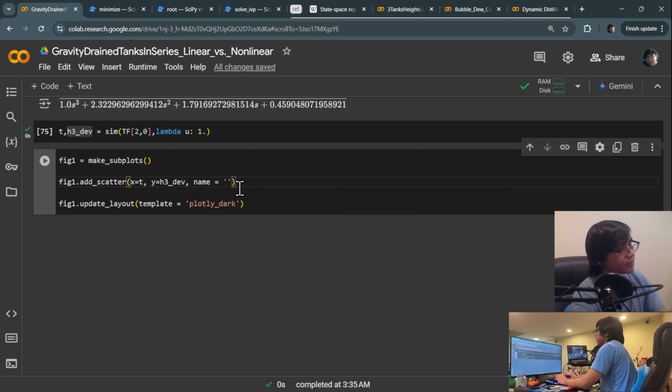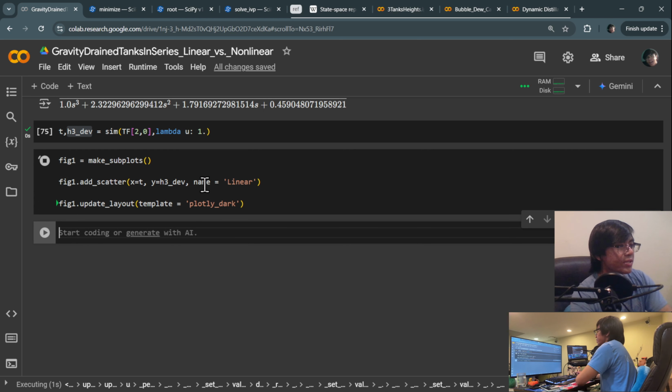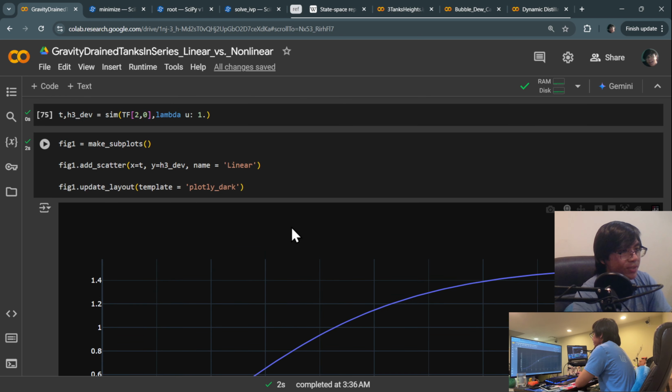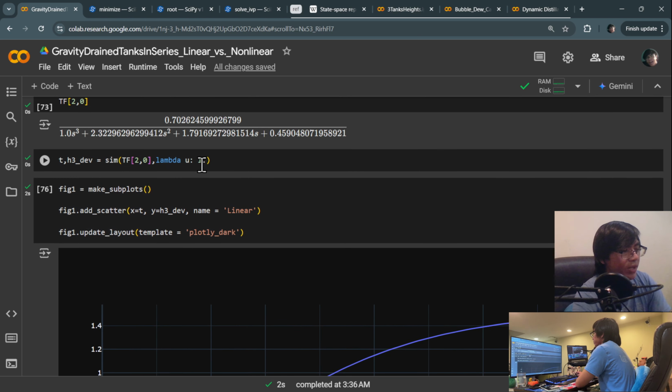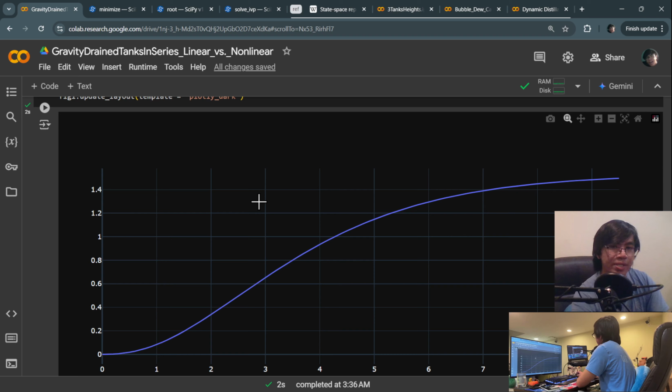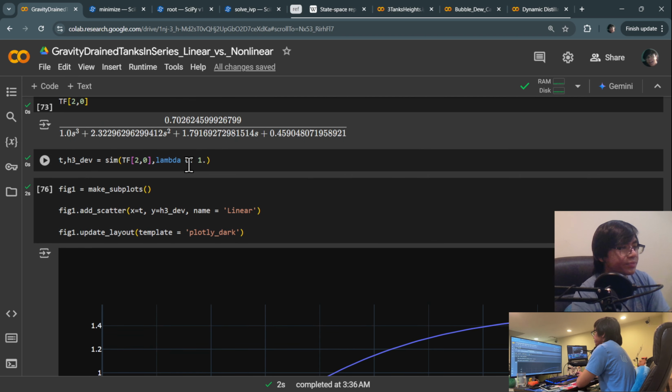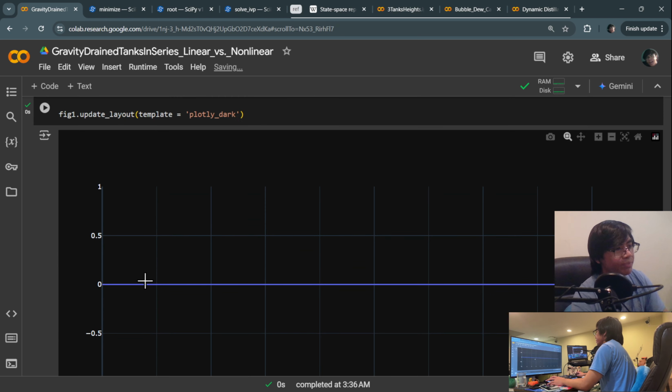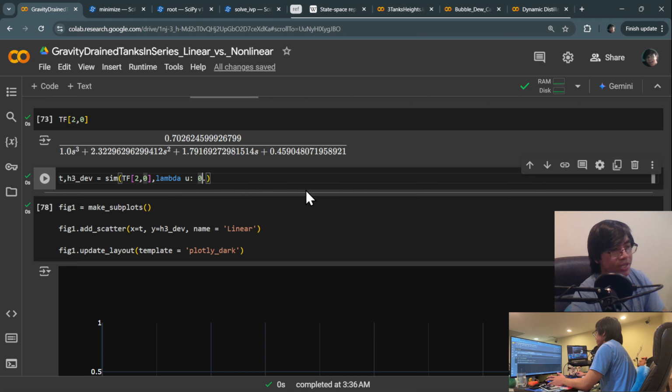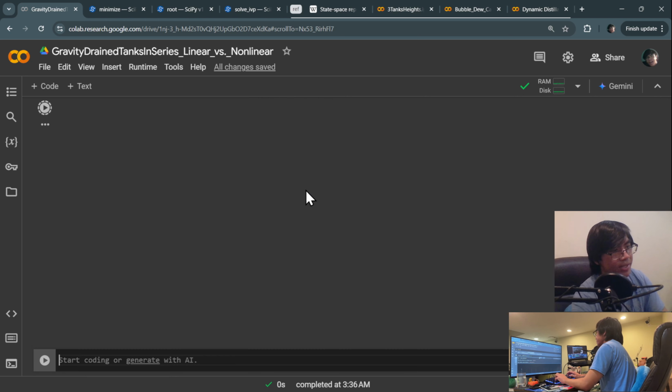I'll call this the linear. Let's see how that works. So it's our transfer function evaluated. We're simulating our transfer function with a step gain of 1, so we changed it from steady state. Notice it'll just be a constant if I do this, right? Yep, perfect. Since there's no step change, it's still at steady state.